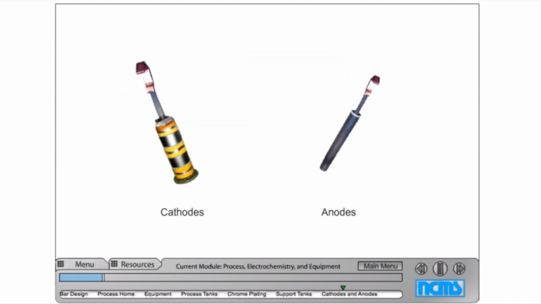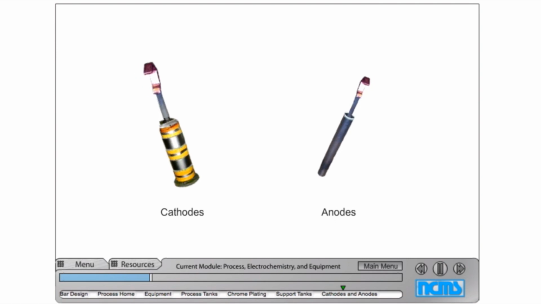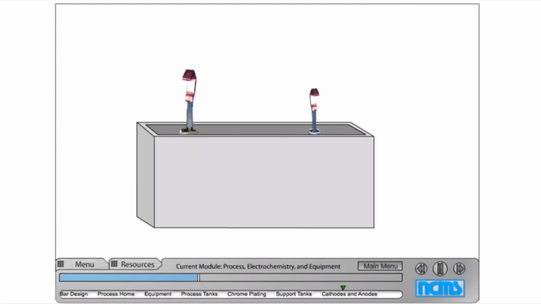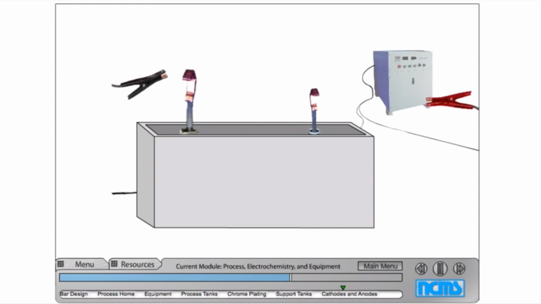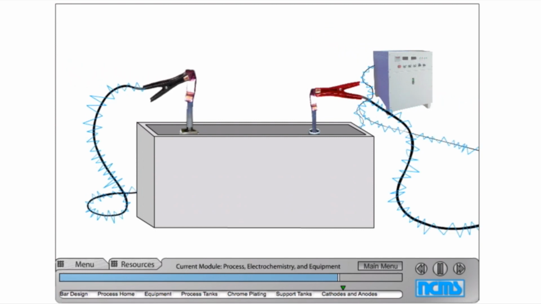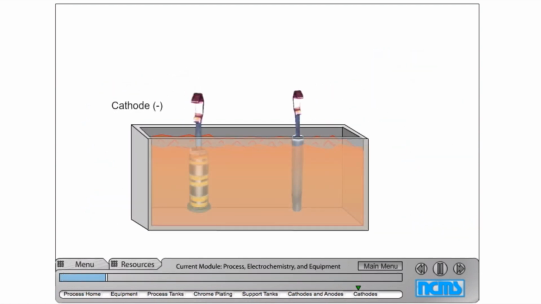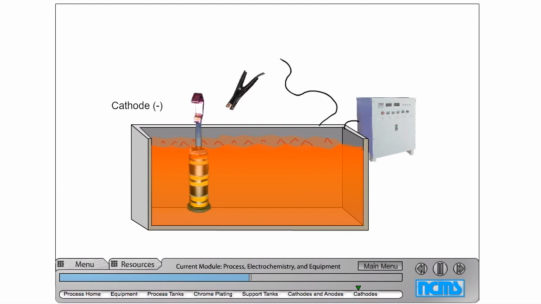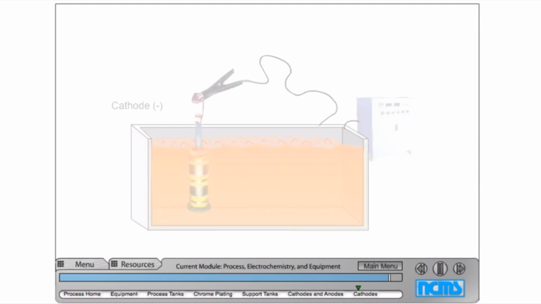Cathodes and anodes are the key to the chrome plating process. Without them, the bath would just sit there and nothing would happen, because chrome plating is a process that depends on the flow of electricity through two submerged electrodes of opposite polarity. The cathode is the part to be plated. Cathodes have negative polarity, and the part is always connected to the negative pole of the power supply during plating.